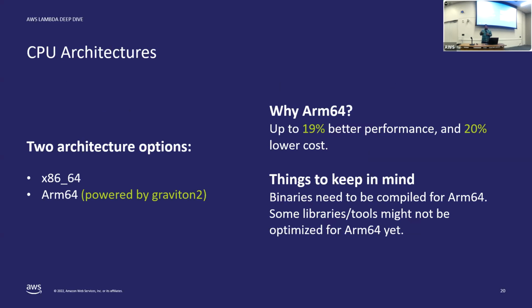This is pretty new. There are 2 architectures right now available. It used to be just x86, but now you can use Graviton 2, which is ARM64, and you can get up to 19% better performance and 20% lower cost. So if you are creating new Lambda functions, try out Graviton processors and see how it works.